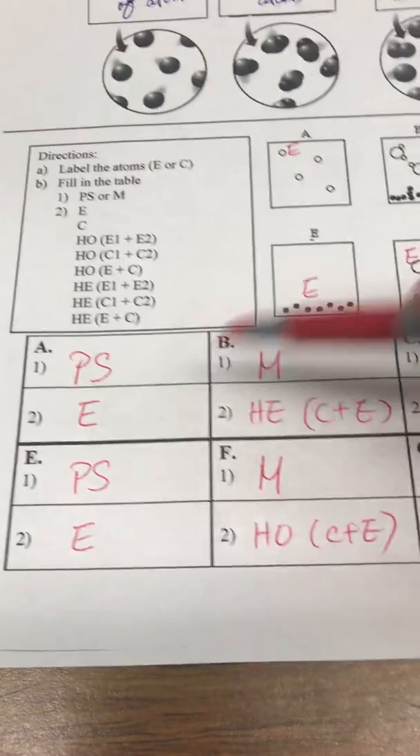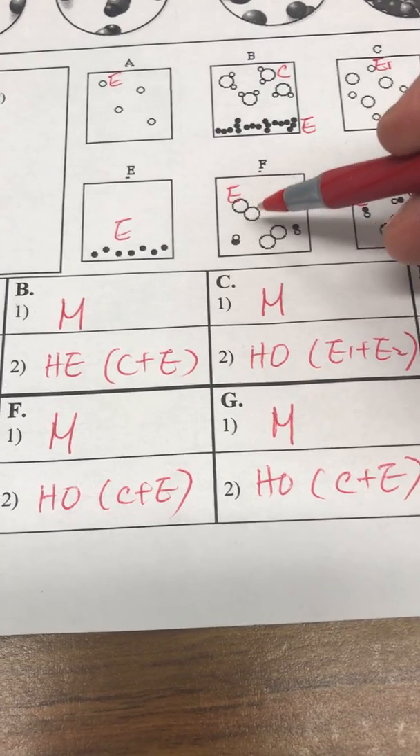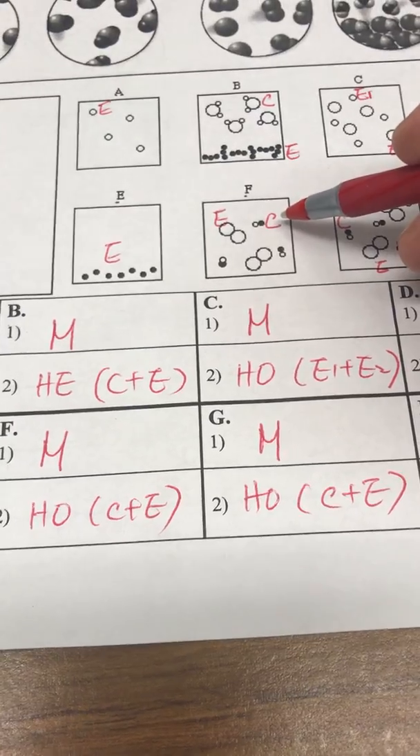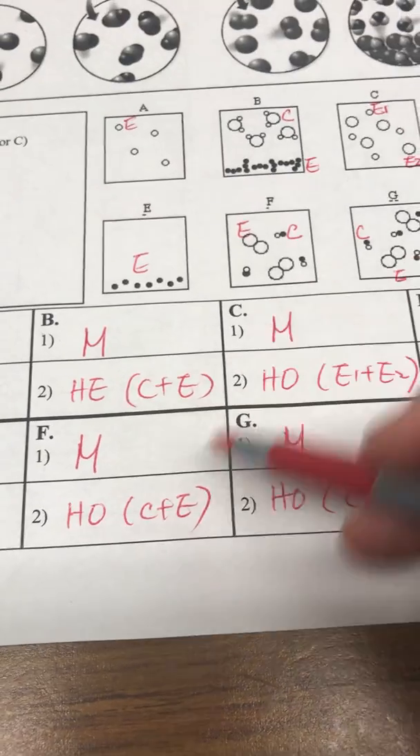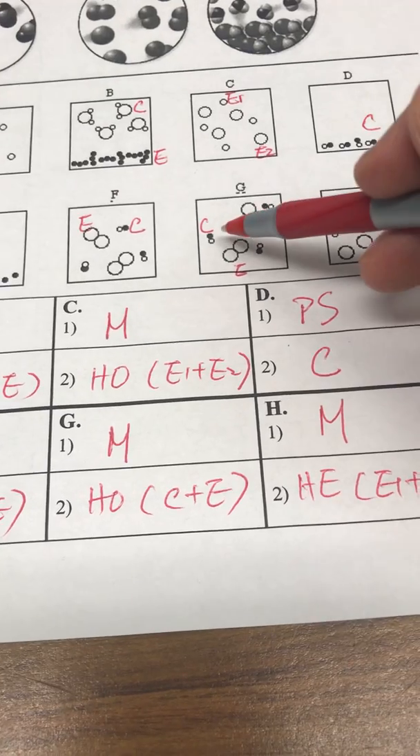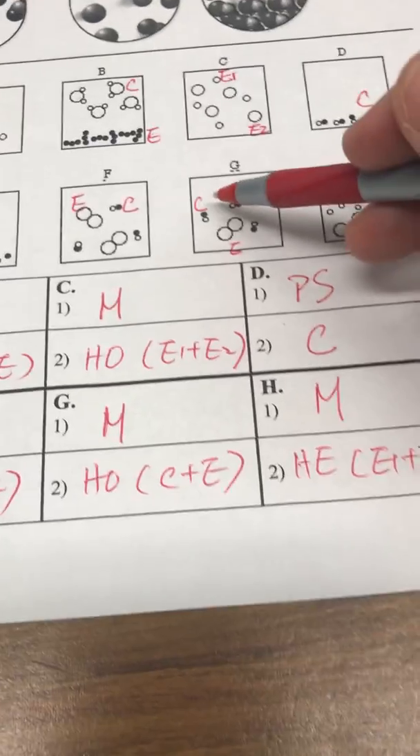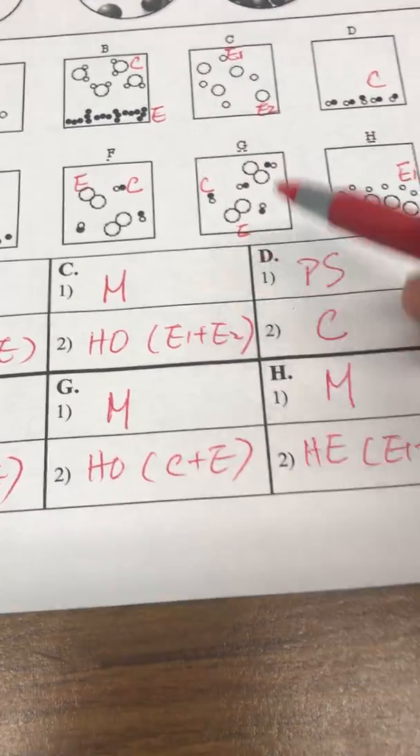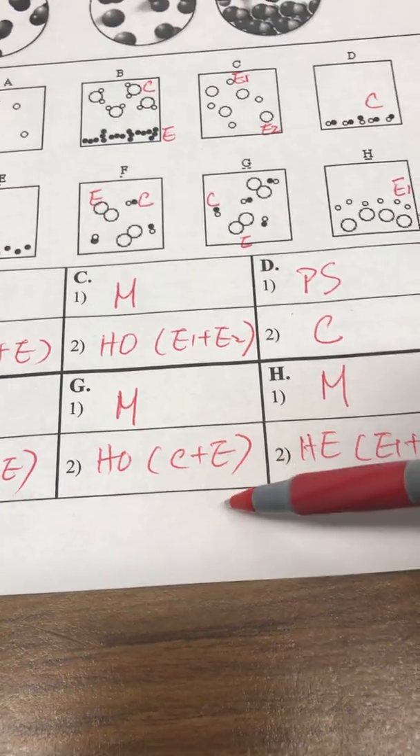E is element, so it will be pure substance, element. F, this is an element because all are the same kind of element, so it's E. This one, the white and black, is compound. So it's a mixture. We will have element and compound, and they mix well, so it is a homo. And G, black and white is compound, the two white is element, so it is a mixture and it's a compound plus element and they mix really well, so it's a homogeneous mixture of one compound, one element.